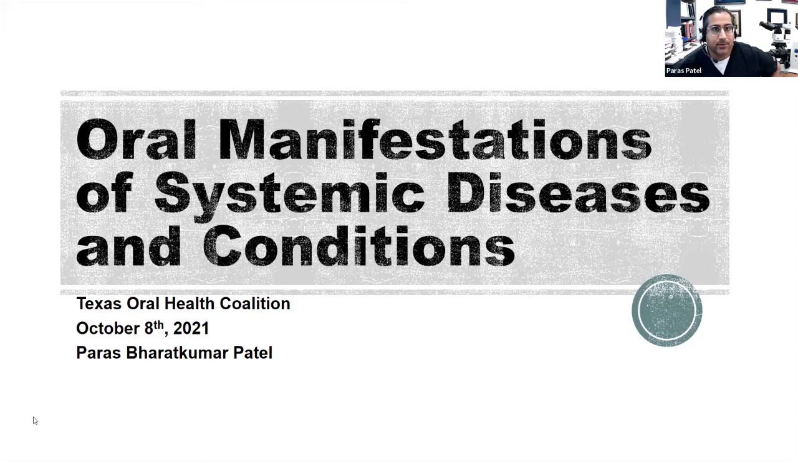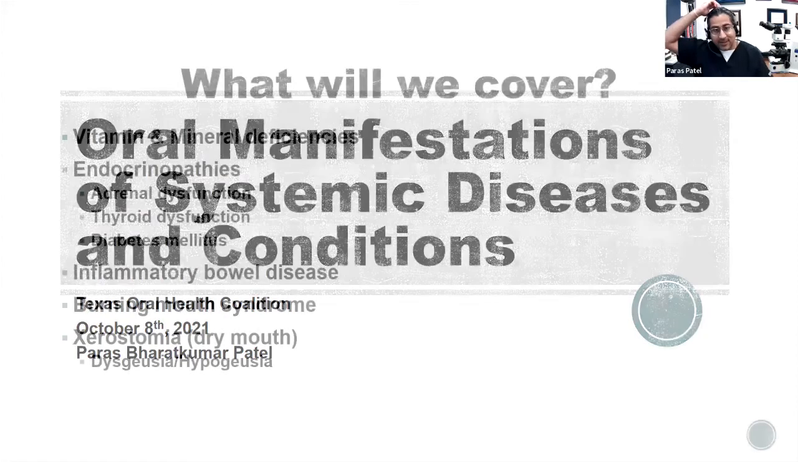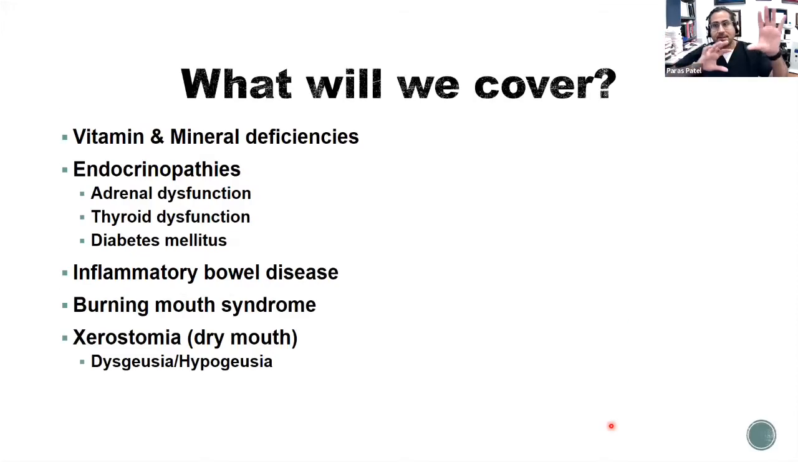So I'm going to move through the slides here. Let's get this pointer out. So what are we going to cover today? And these topics kind of go all over the place. We have vitamin and mineral deficiencies, some endocrinopathies, thyroid dysfunction, adrenal dysfunction, diabetes mellitus is in there as well, inflammatory bowel disease, burning mouth syndrome, xerostomia, a dry mouth. It doesn't seem like there's really a link to these.